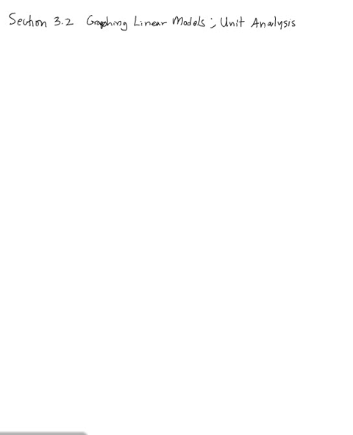Section 3.2, graphing linear models, unit analysis. All right, what's going to happen in this section is we're going to be given a real-life situation. And from the real-life situation, we're going to have to create an equation, and that's what a linear model will be. And we will use something called unit analysis to check to see if the equation we have created makes sense.